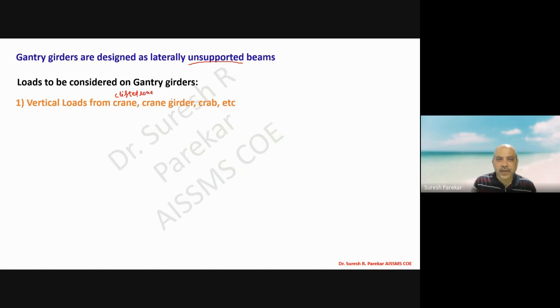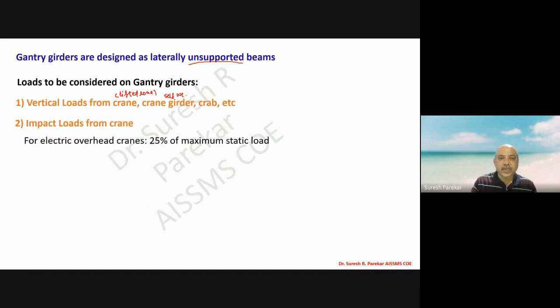Then we have the self weight of the crane girder, and of the crab, etc. Then impact loads from the crane. Whatever static load we get from step 1, that is our vertical static load, and we are going to consider 25% of the maximum static load as impact load for electric overhead cranes, and for hand operated cranes we have 10% of the maximum static load.